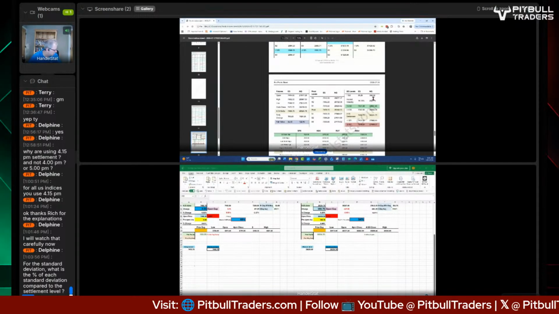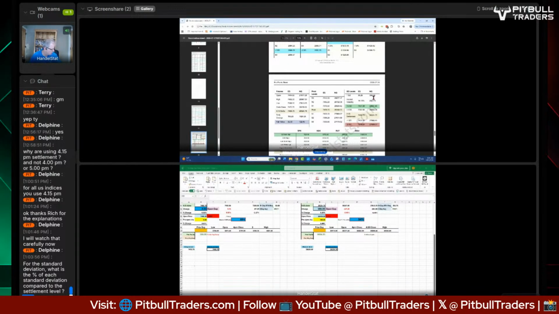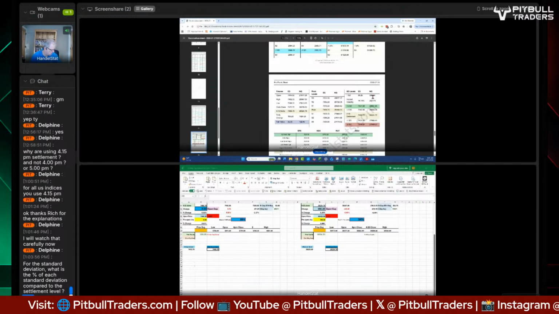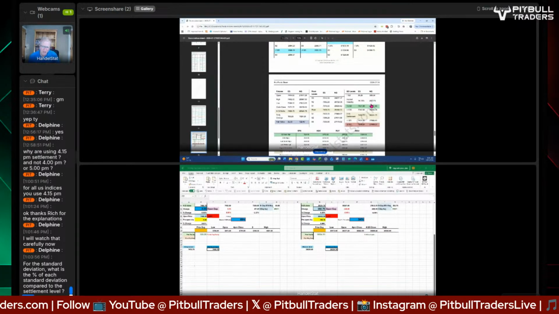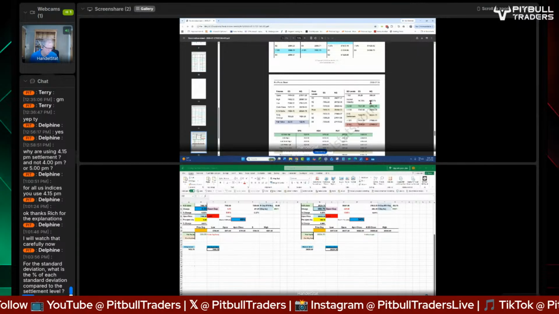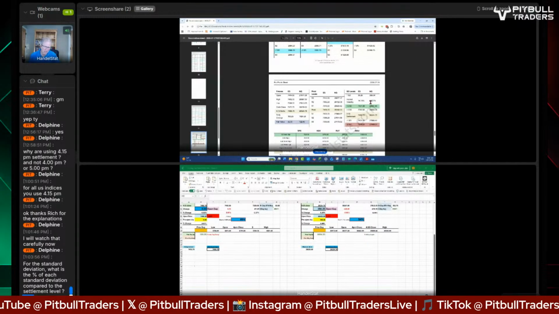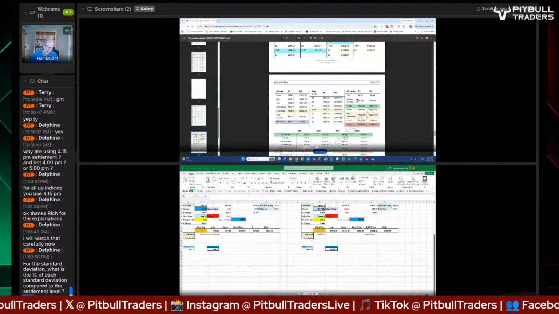Let's see. What is the percent? I'm not sure. This is the implied volatility level.